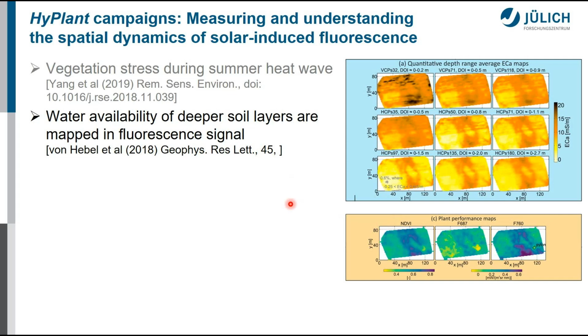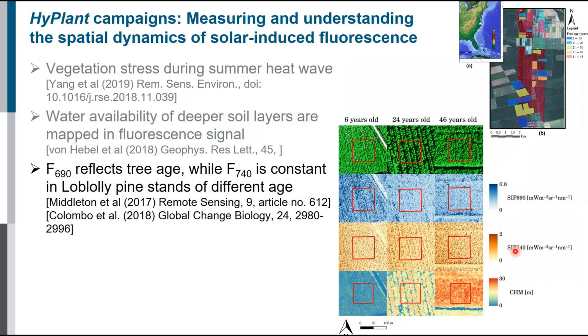This is something where we look at a field where we know that we have different water availability because of different rooting depth and different water holding capacity in the soil, and where we could also see how we can actually detect this different water availability in plants, which affects photosynthesis, via the fluorescent signal.